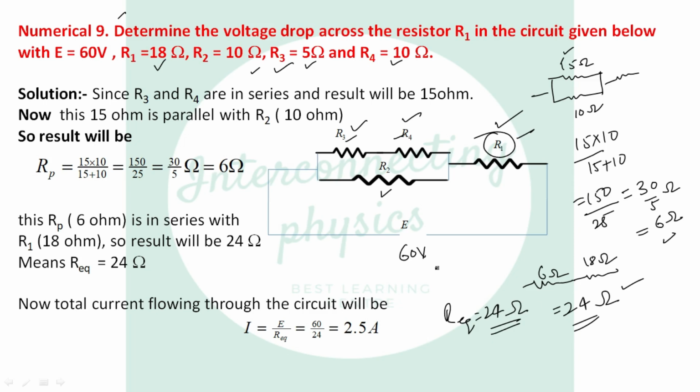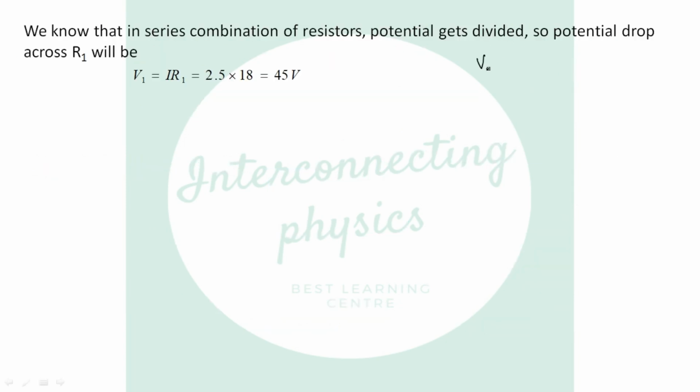Now let us calculate the current. According to Ohm's law, current is V over R. V is here E, and E is 60 divided by 24, and the answer is 2.5 ampere. So 2.5 ampere is the total current flowing through this circuit. Now we have to calculate the potential across R1. So that is V1 equal to I R1. What is I? It is 2.5. What is R1? It is 18. So the answer is 45 volt.